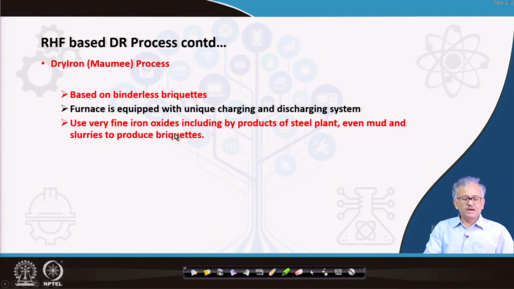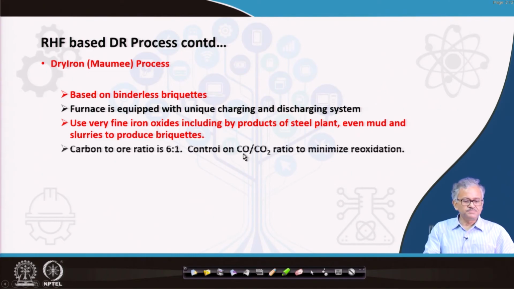They use very fine iron oxide, including byproducts of the steel plant, even mud and slurries, to produce the briquette. So this mud and slurries also give some binding effect. Okay. Carbon to ore ratio is kept at 6:1.